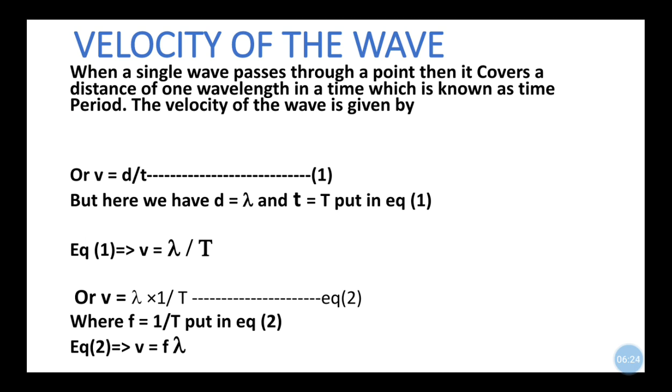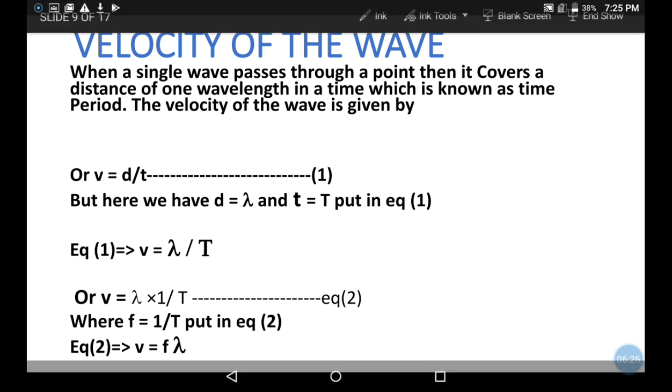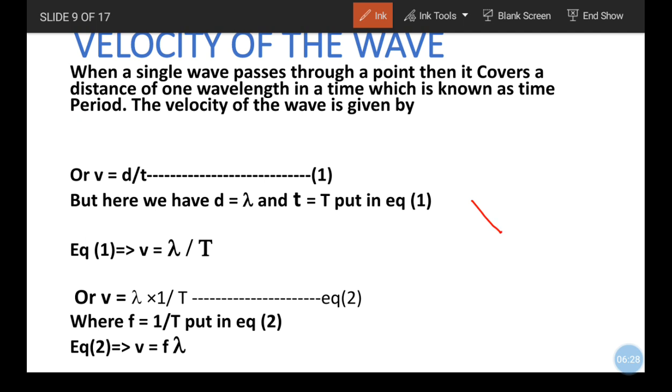In this topic, velocity of the wave, we will derive the formula V is equal to F lambda. Okay, let's see how the formula is derived. When a single wave passes through a point, it covers a distance of one wavelength, because we know that the length of a single wave is known as wavelength.